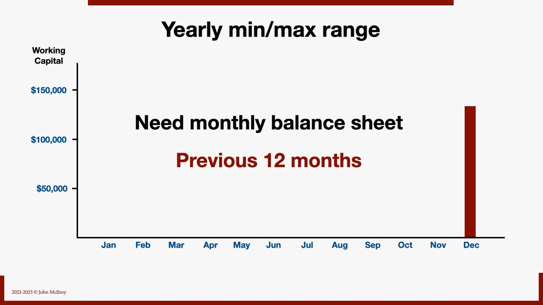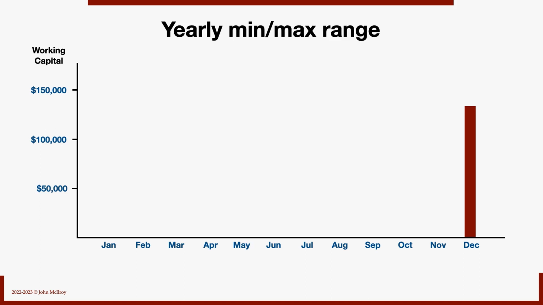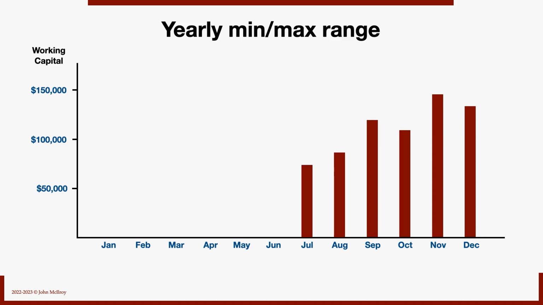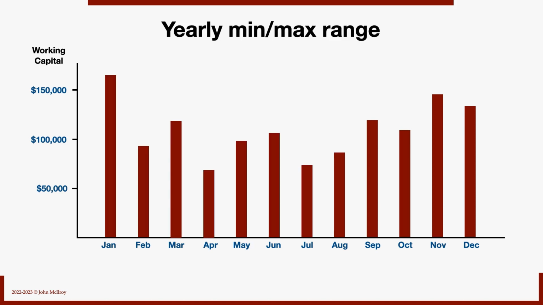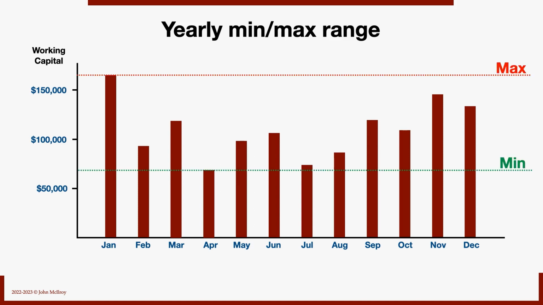Why? Because we want to see how the working capital fluctuates. So we take a look at November and October, and we work backwards, and we determine and note the balance in each month. For the purpose of doing what? Finding out what the min is and finding out what the max is.